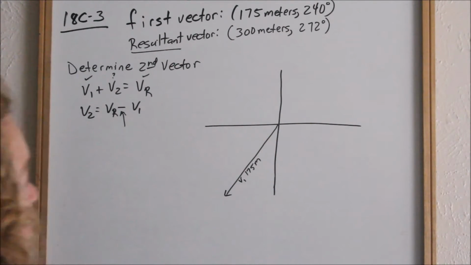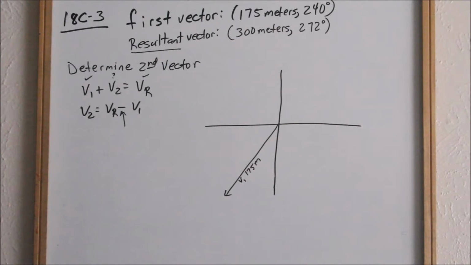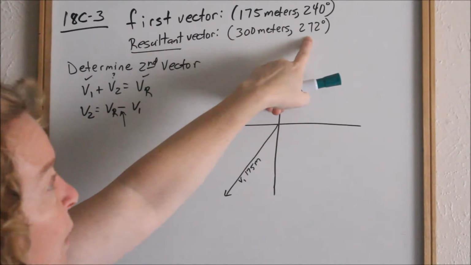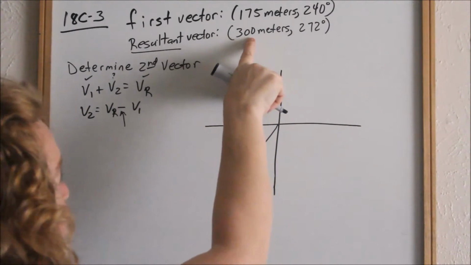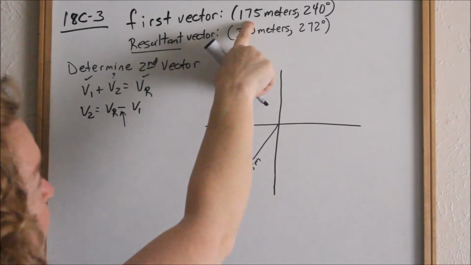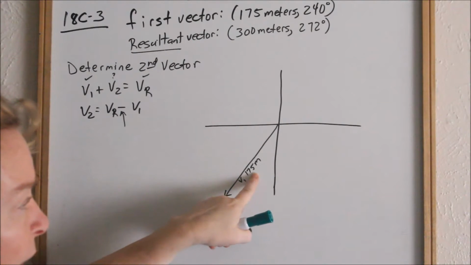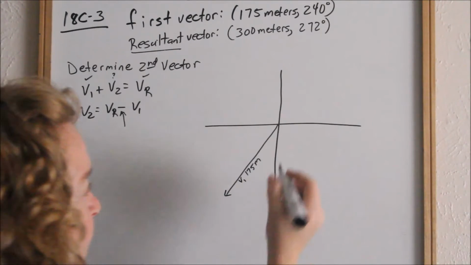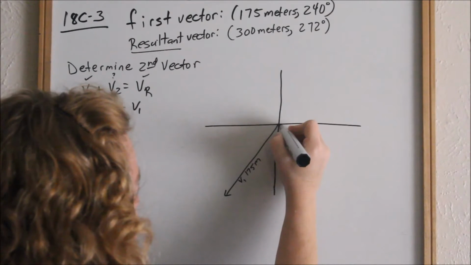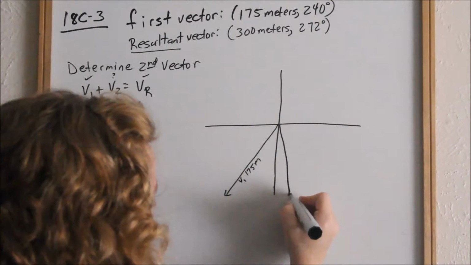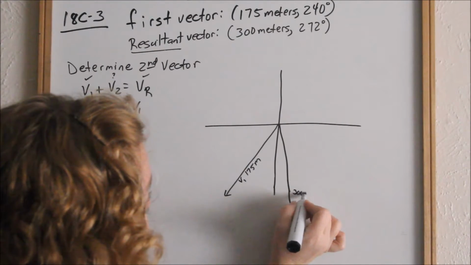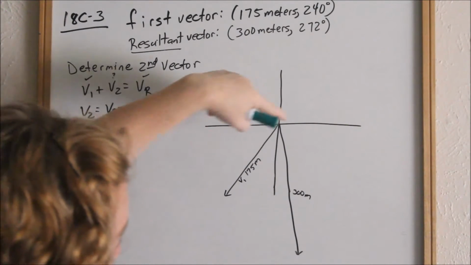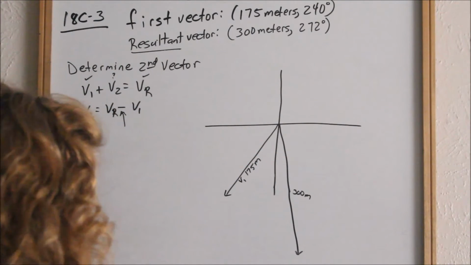Now when we draw the resultant vector, it always starts at the origin. Always, always. So we need to be about 272 degrees and 300 meters long. Well, 300 is longer than 175. So when I draw my 300 line, it needs to be longer than this line right here. And I'm about at 272 degrees. I have to exaggerate a little bit. So we're just going to say that that represents 300 meters, and starting at 0, that would go around 272 degrees.